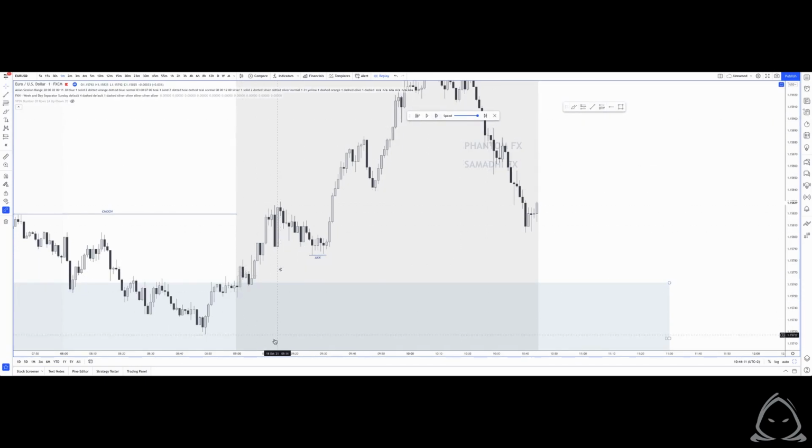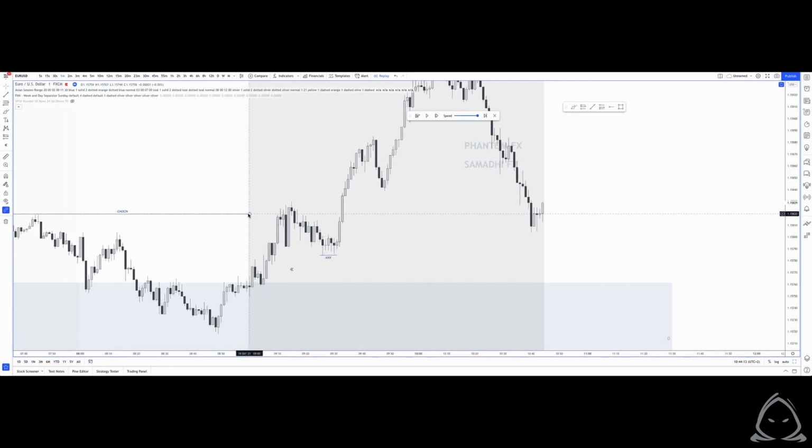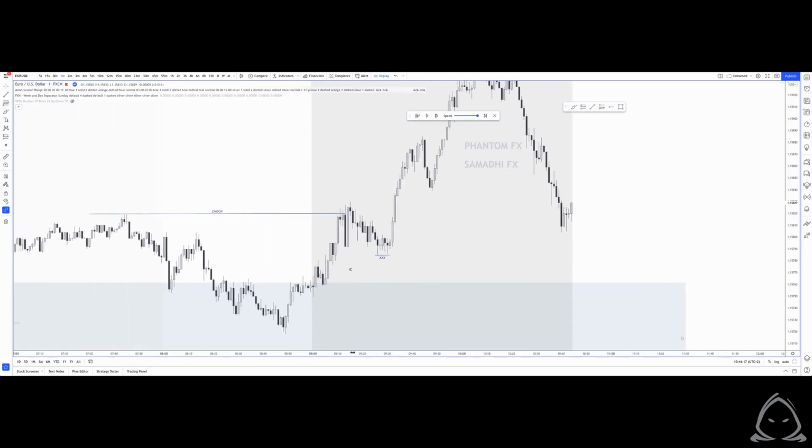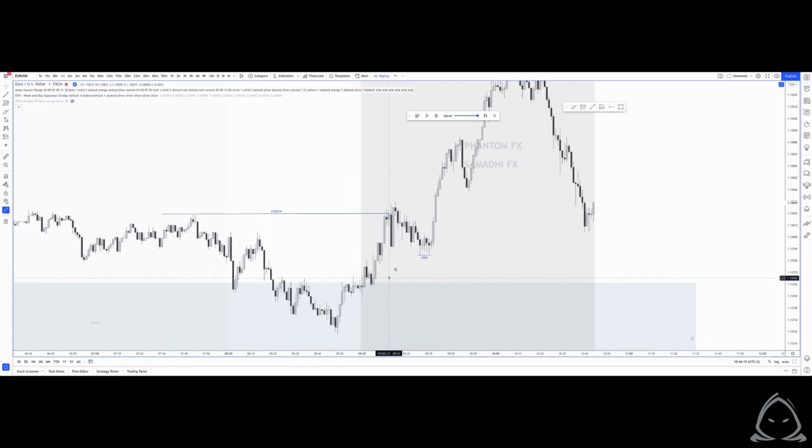In my opinion, the best entry level, okay, is this one, this entire area. Okay, if you want to refine this candlestick specifically.